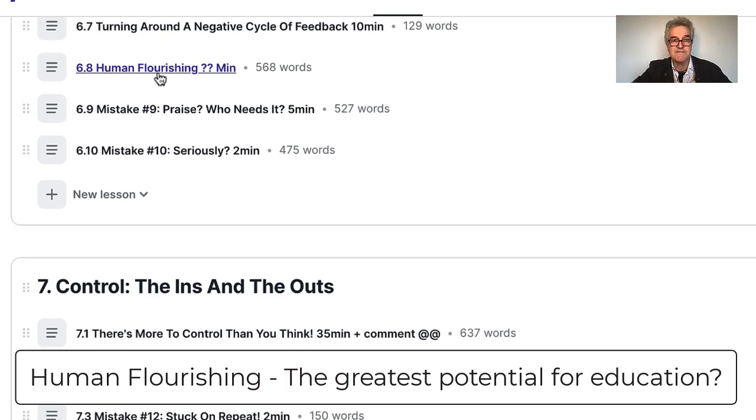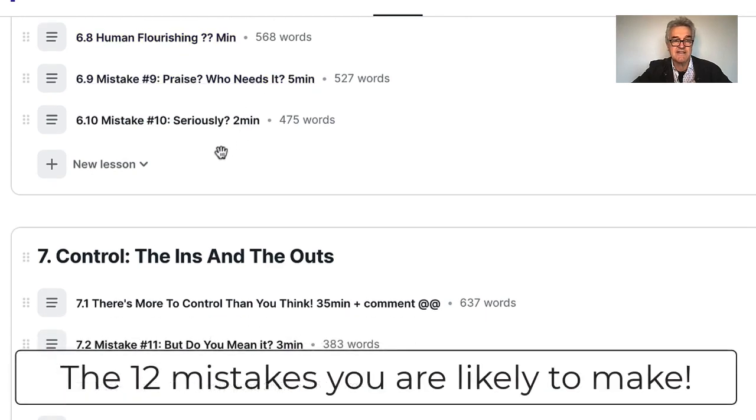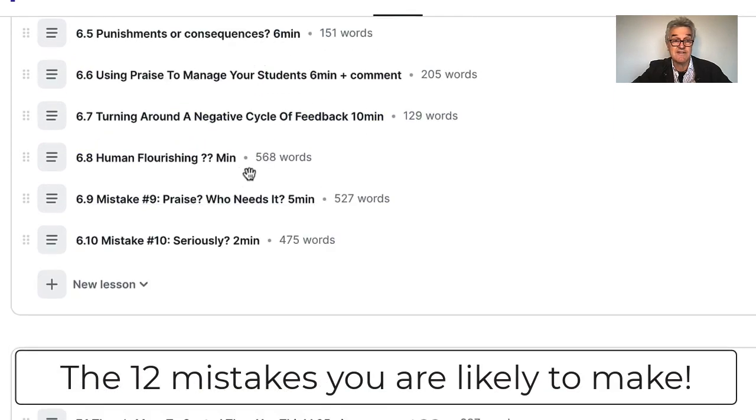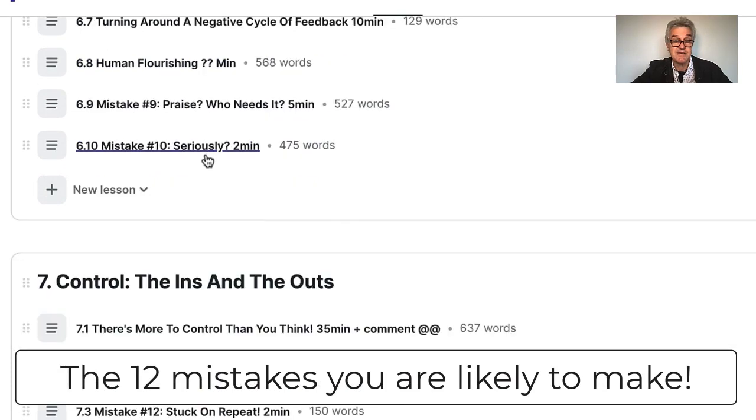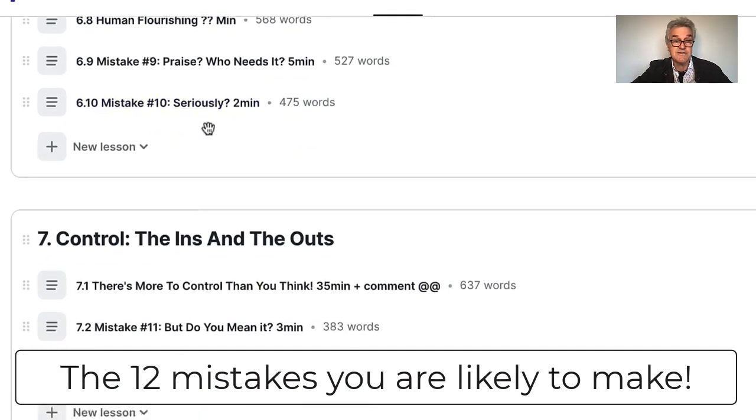This is big picture vision. And if you can get a bit of this into your head about what's possible, then you could become an extraordinary teacher. 2 more mistakes. Too much praise. It's sort of the counter to this one. And secondly, being too serious.